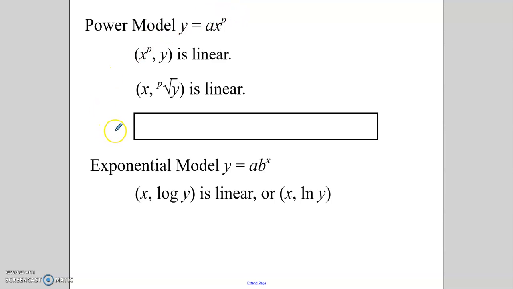And then tomorrow, in our last lesson of chapter 12 and last new lesson of the year, we're going to look at another way to do a power model that also uses logarithms. But for now, that's where we're at.